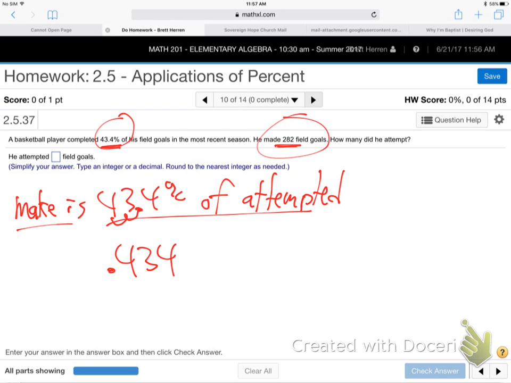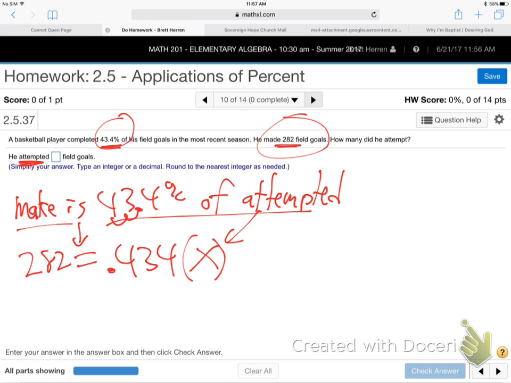The 282, is that the number made or the number attempted? Well, it says right next to it, he made. He made. So that's over here, and the "is" is the equals. And then attempted, what's that? Well, that's what they're asking for, so that's my x. Of, so times. Does that make sense how I came up with that little equation?